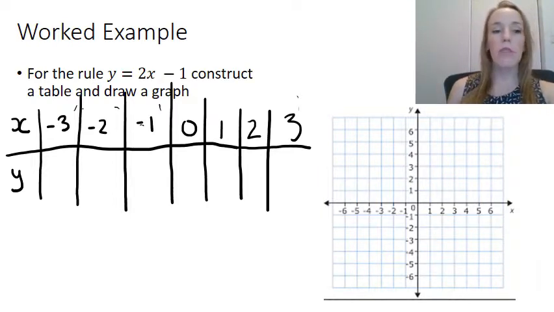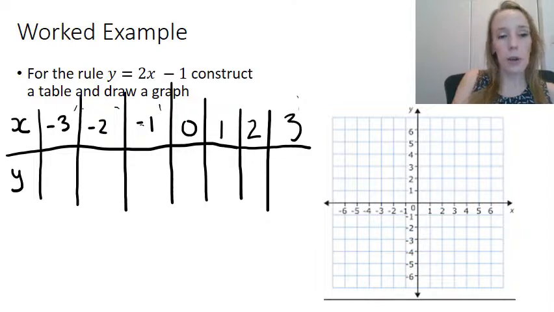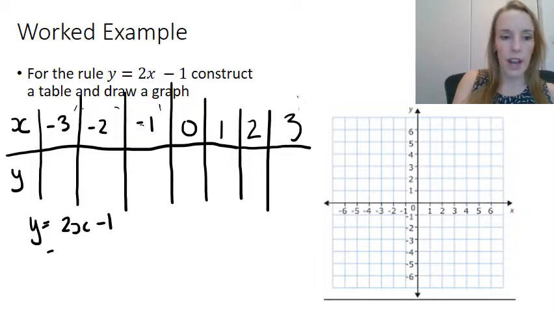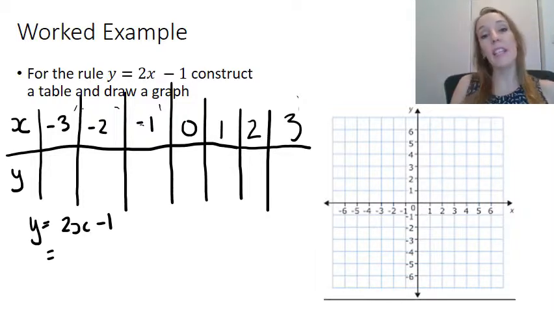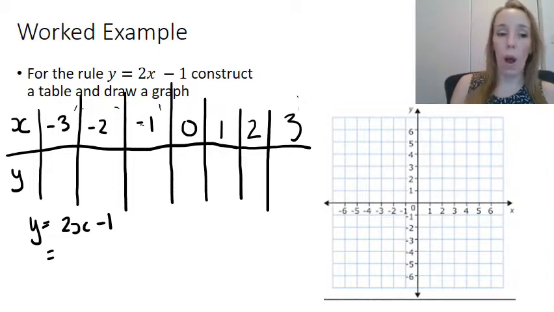So now we've got some values for x, and we just have to work out the value for y. And to do that, we're going to substitute those values for x into our rule. So we're given the rule that y equals 2x take 1. Now, we've got a table full of these x values, so we're going to substitute those x values in to find the y value. So for the first one, we've got x equals -3.